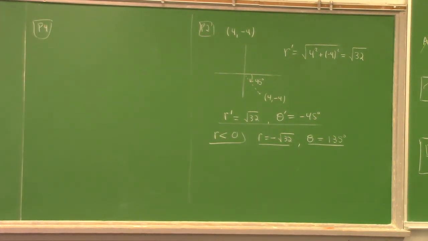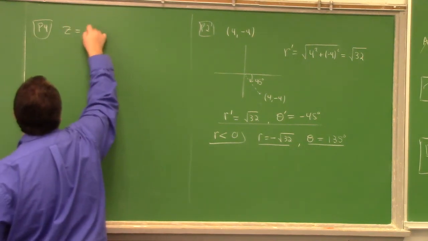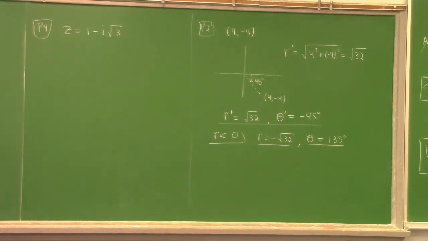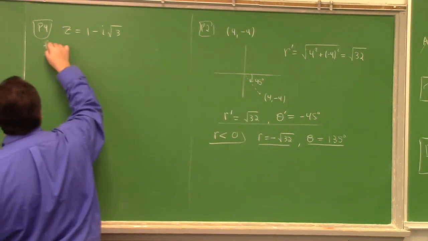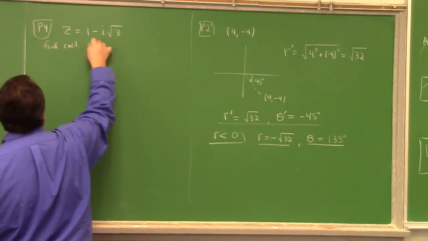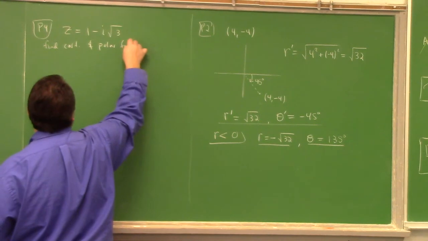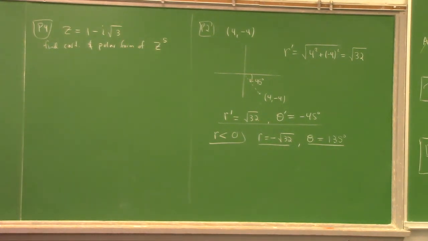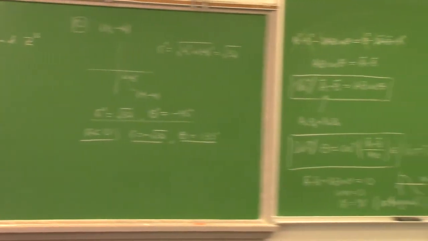Uh-huh. Put pieces together. So for problem 4, you've got z is 1 minus I root 3, and then we just do plus the power. So basically, 9 minus the square root of 3. Now that is the temptation. So you're supposed to, again, find the Cartesian and polar forms of this, right? Find Cartesian and polar form. I'll get it. I forgot you're sitting right there.